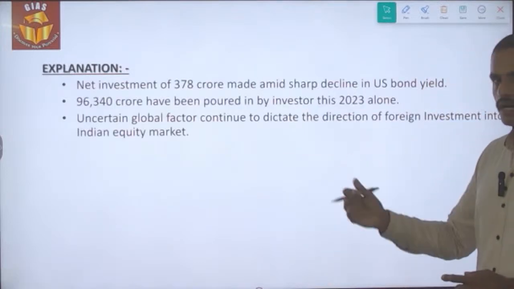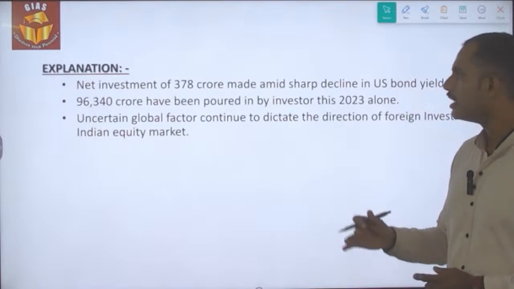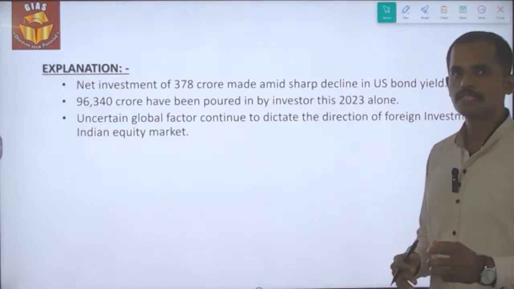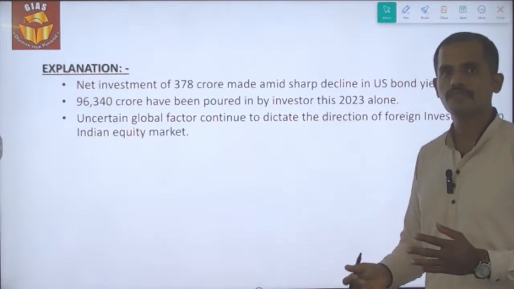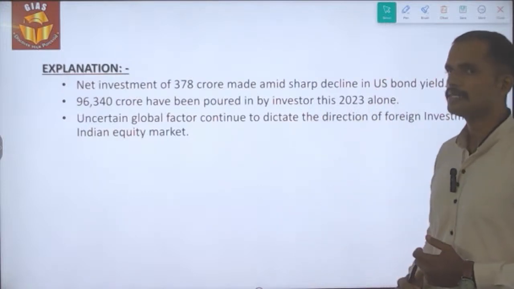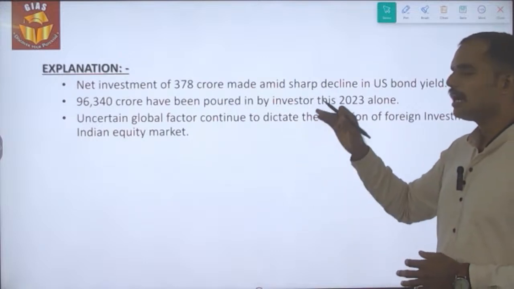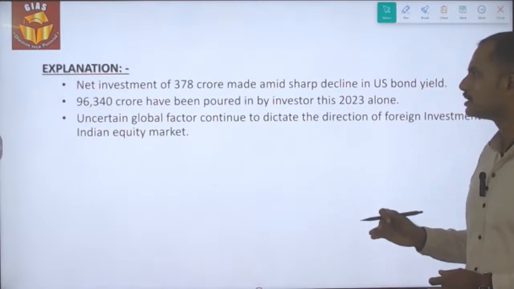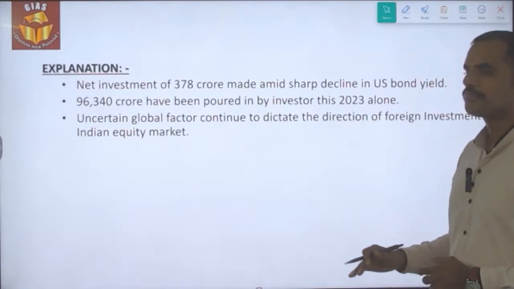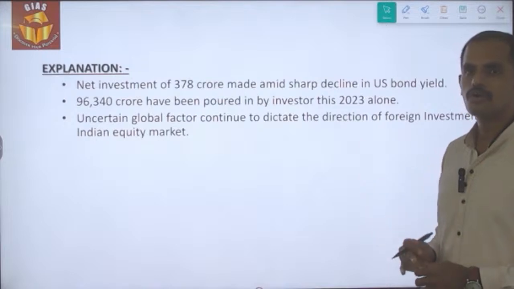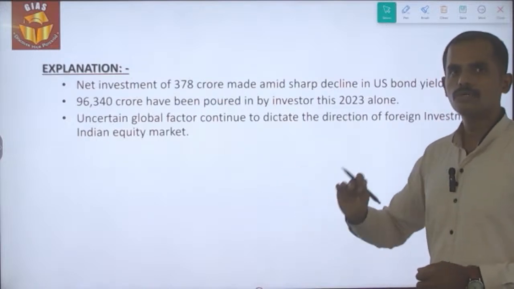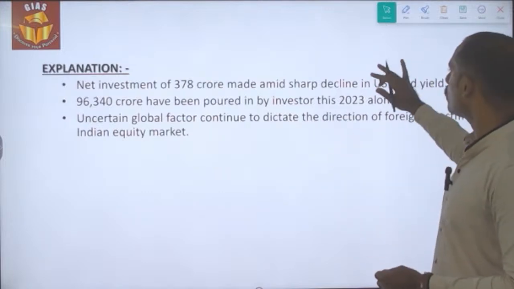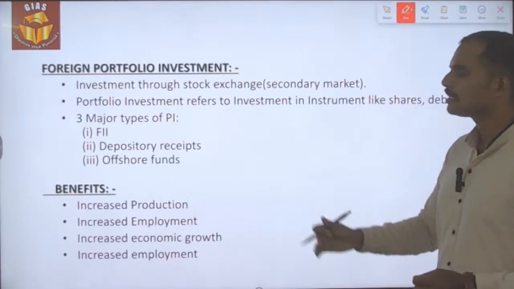The net investment of 378 crores has been made in the equity market in India by the portfolio investors. This has been made because of the decline in the US bond yield, and so far this year a net 96,340 crores have been invested in portfolio investments. And the uncertainty prevailing in the global economy is continuing to dictate the portfolio investments. So this is what the news is about. Let's move on to the analysis of the news.